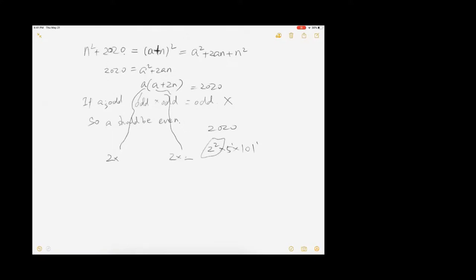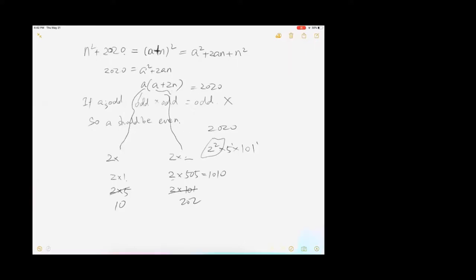One can be 2, the other can be 1010, 2 times 505. Or it could be 2 times 5 and 2 times 101. So then you see that it's 2 and 1010, and 10 and 202. All right, so then you can solve. Very good. You can solve n. All right. So, any other questions or comments on this problem?